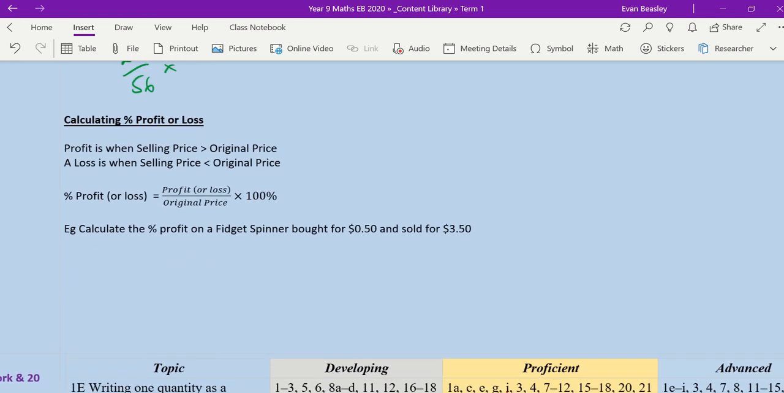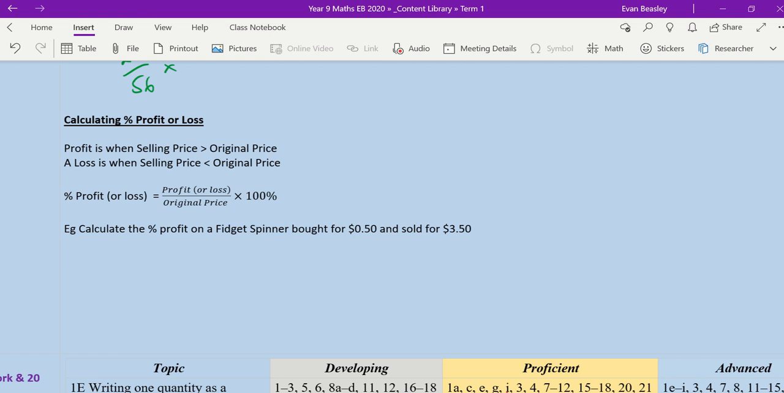Now, when we're looking at a percentage profit or loss, profit is when your selling price is more than the original price, so you make money. A loss is when your selling price is less than your original price, so money's going out. If we were looking at the percentage profit or loss, you just need to determine, first of all, the difference between the selling price and the original price, and then divide it by the original price. Now, as I said before, use your original price as your base unless specified. It really should just be the original price. So profit or loss over the original price, then multiply by 100%.